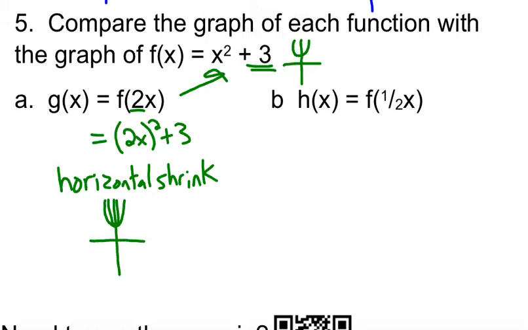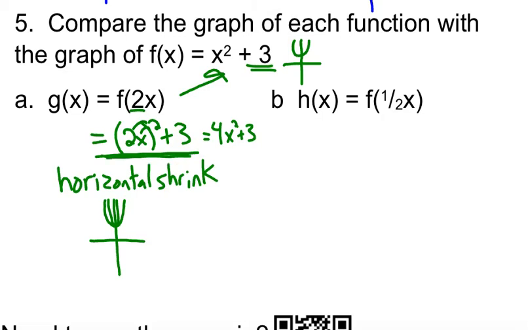Okay, now technically this is also a vertical stretch, because if we simplify this thing right here, you remember this, we can distribute this. That's 4x squared plus 3. So that 4 was going to act kind of like the stretch. So that's why I said they were very similar. But for our purposes, we're going to stick with this one.